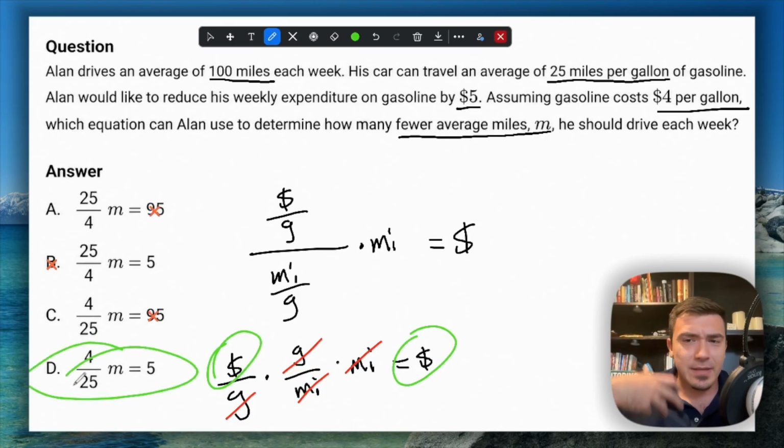I did not have to conceptually think about this and how to actually put all of these different things together. I can just use units to tell me the correct way to put them together. And you can do this for a lot of different problems on the SAT. It's a super powerful strategy just by analyzing the units.